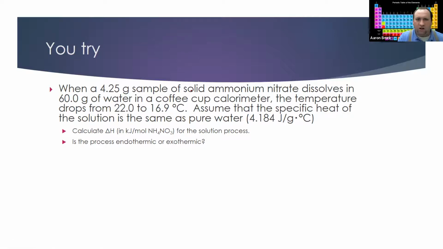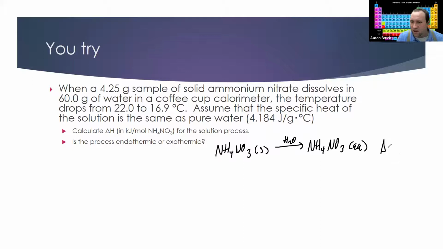So the solution in question here is we've got ammonium nitrate in the solid phase, and we are going to put it into water and turn it into ammonium nitrate in the aqueous phase. So we're going through a phase transition of sorts here. What we want to know is, what is the delta H for this phase transition? Well, since we're doing calorimetry, we can use the MC delta T equation using the values of the solution here to figure out our value of Q.